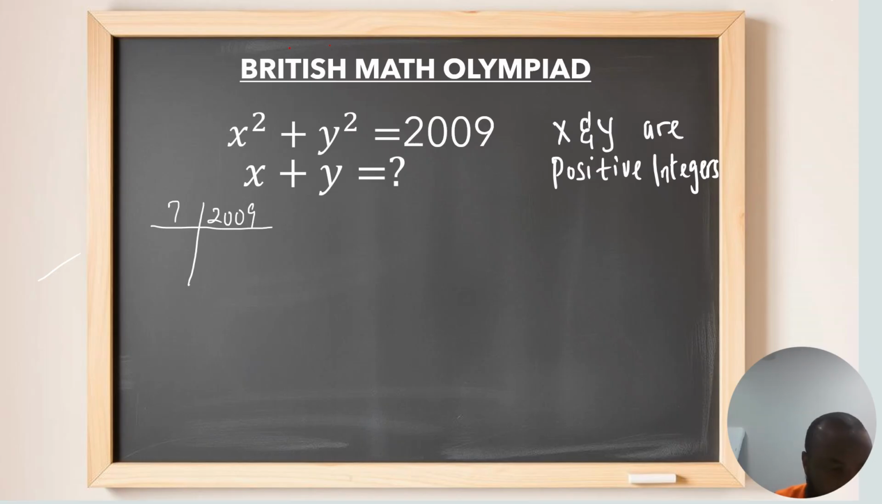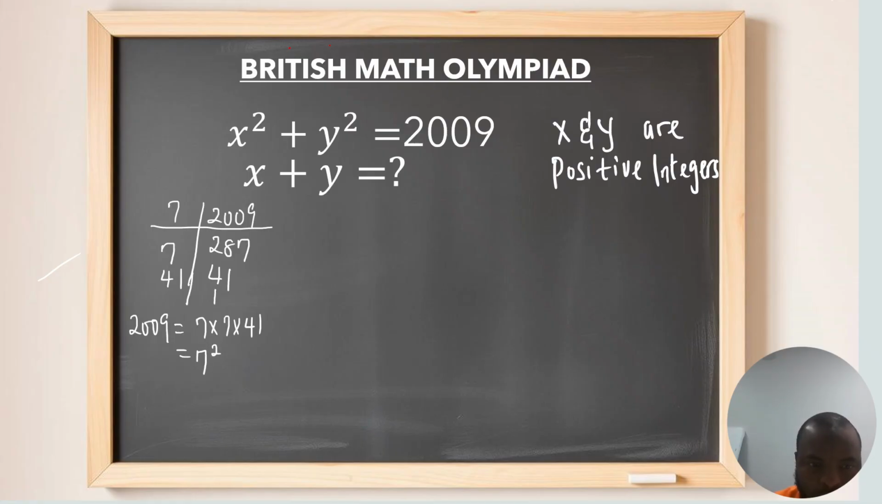7 into 2009, we're going to have 287. Now, another factor, let's see, 7. This is going to be 41. 41 is a prime number. Now, this means that 2009 is equivalent to 7 times 7 times 41, or you can rewrite this as 7 squared times 41.